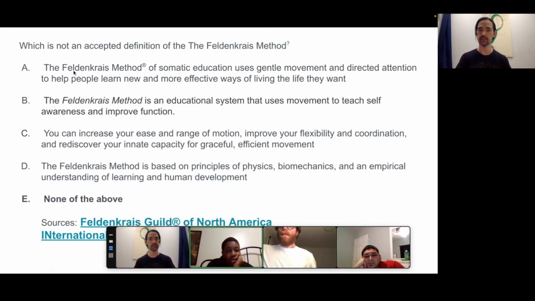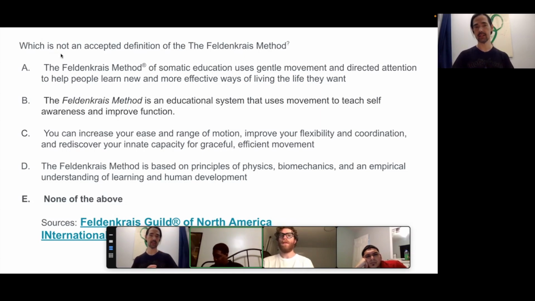And the second thing is the phrasing of the question, which is something you can really miss. A question can make you or break you, right? So it says, which is not an accepted definition. This one is accepted, this one is accepted, this one is a definition, this one is a valid accepted definition.